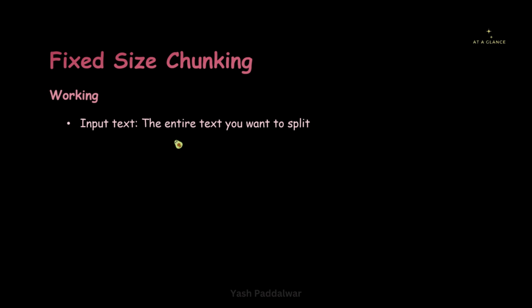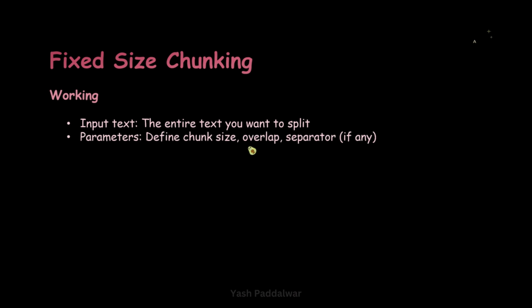Now specifically talking about LangChain's class, the CharacterTextSplitter, it has a certain number of parameters. These parameters are chunk size, overlap, and separator, if any. Chunk size will define the size of every single chunk that we want. Overlap will define the total number of characters that we want to repeat from the previous chunk in the current chunk. And the separator parameter is used whenever in our document we have certain separators, for example, some special patterns or markdowns. Now, once we define these parameters, the process begins.